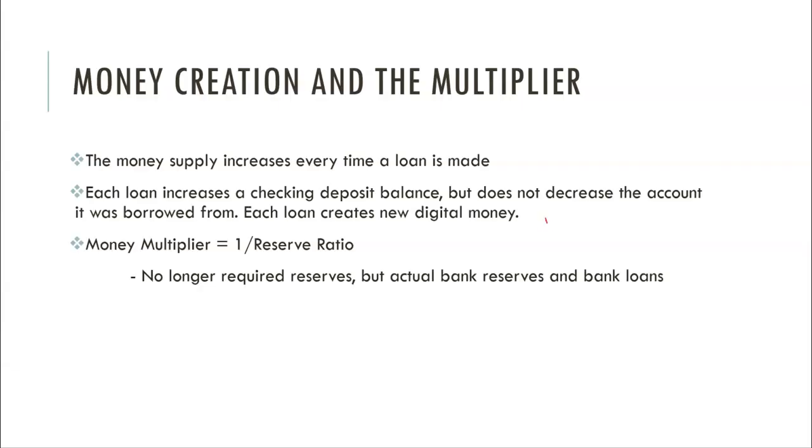So for instance, if banks were lending out 90% of all deposits, and they were keeping 10% in reserves, we would get a money multiplier of 1 divided by 0.1, which would give us 10. So we would get the money supply increasing by 10 if banks are lending out 90%.